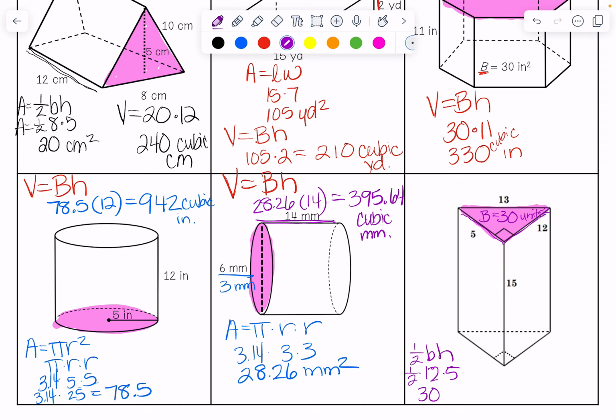And then the height of that prism is 15. So if we think of our volume formula, the area of the base times the height of the prism, the area of the base is 30, the height is 15, and so when we multiply those, we'll get 450. Since these don't really have units, we can just say cubic units.